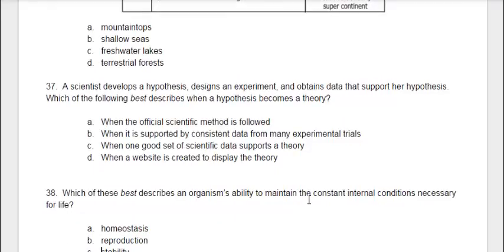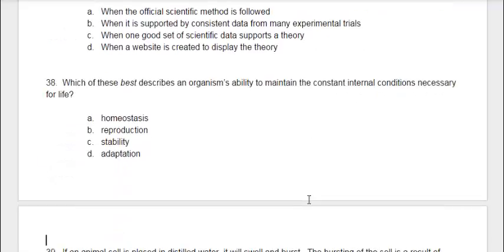37. A scientist develops a hypothesis, designs an experiment, and obtains data that supports her hypothesis. Which of the following best describes when a hypothesis becomes theory? A. When the official scientific method is followed. B. When it's supported by consistent data from many experimental trials. C. When one good set of scientific data supports a theory. D. When a website is created to display the theory.